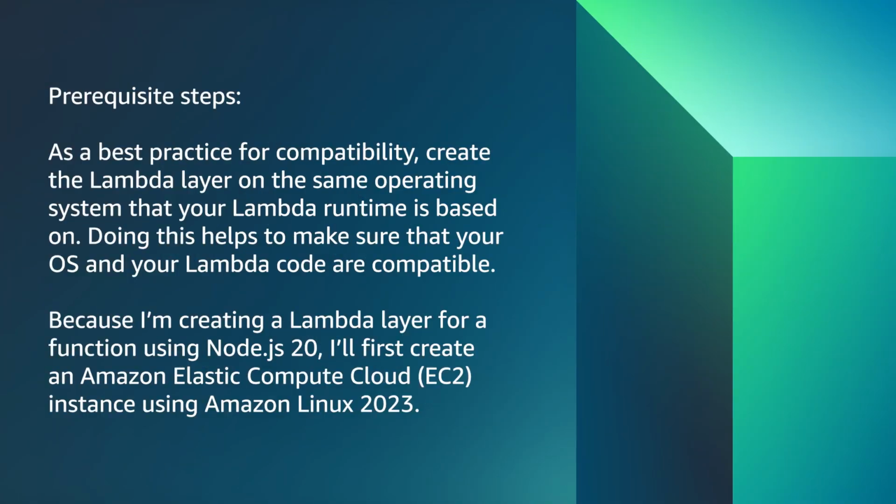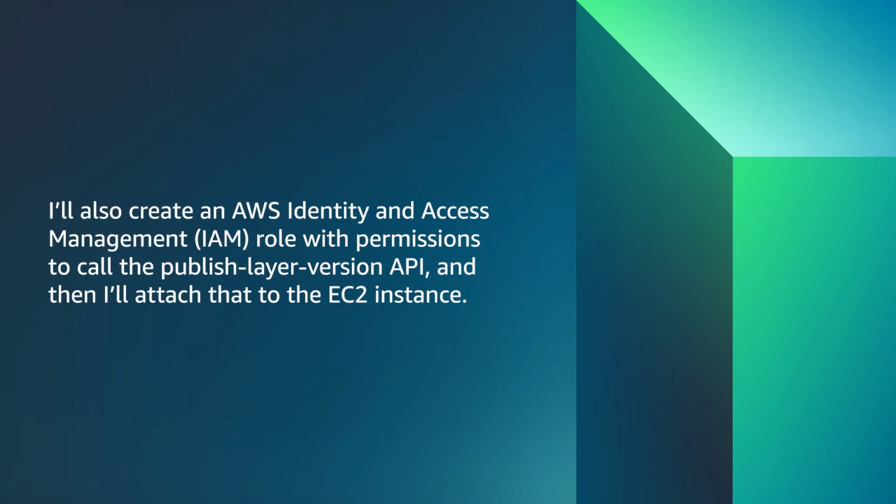Prerequisite steps. As a best practice for compatibility, create the Lambda layer on the same operating system that your Lambda runtime is based on. Doing this helps to make sure that your OS and your Lambda code are compatible. Because I'm creating a Lambda layer for a function using Node.js 20, I'll create an EC2 instance using Amazon Linux 2023. I'll also create an AWS IAM role with the permissions to call the published layer version API, and then I'll attach that to the EC2 instance.